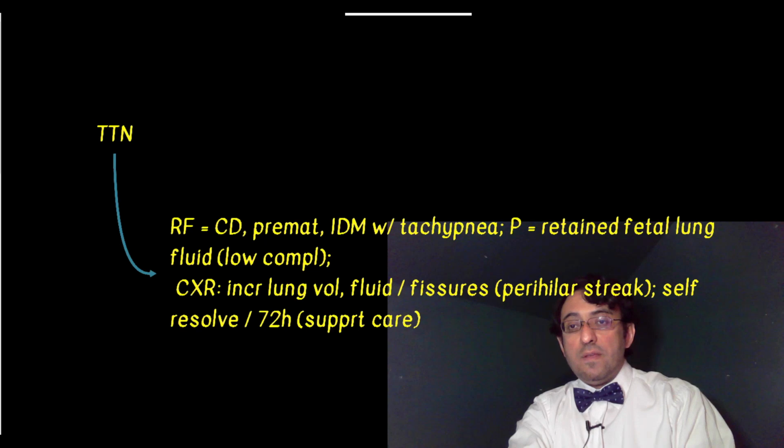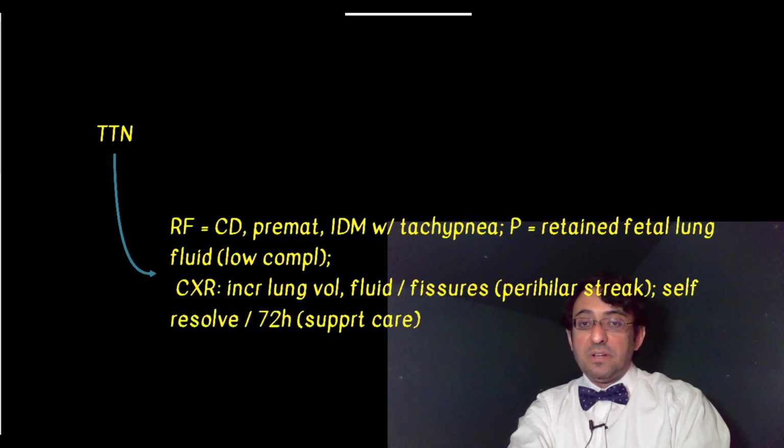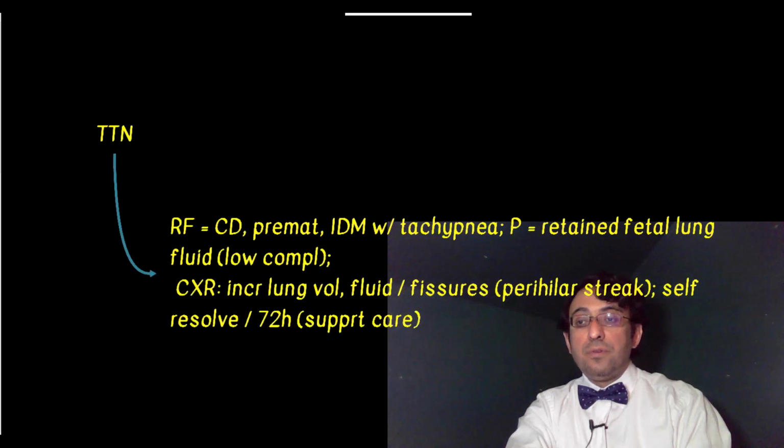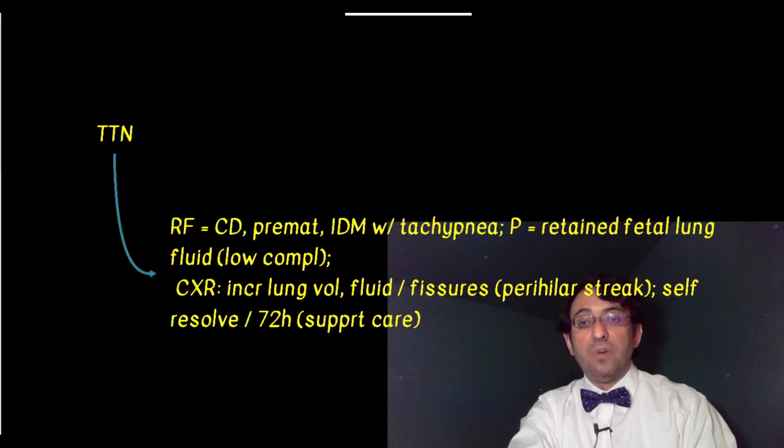Based on this, what are the chest X-ray findings in TTN? Simply presence of amniotic fluid in the fissures manifesting as perihilar streaking. Compare and contrast the lung volume in TTN versus NRDS imaging. In TTN, because of buildup of fluid, we have increased lung volume. In NRDS, because of collapse of the alveoli, we have decreased lung volume.